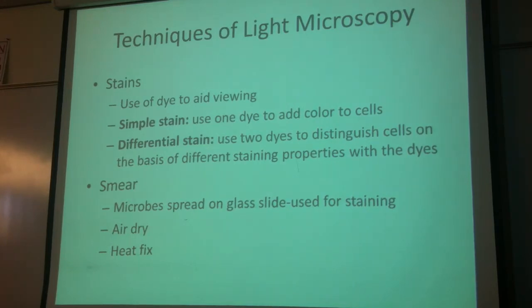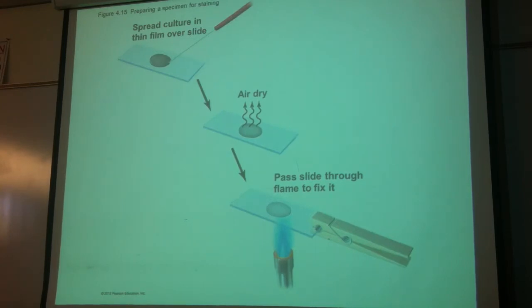We'll also talk about differential stains, using two dyes to distinguish cells on the basis of staining properties. And then smears, basically what we did yesterday with your cheek smears. You spread microbes on a glass slide used for staining and air dry them. We didn't heat fix them, but it's something you can easily do. Spread the culture in a thin film and let it air dry.